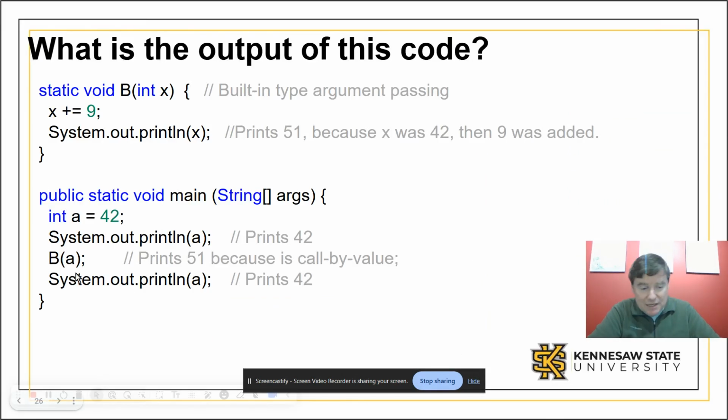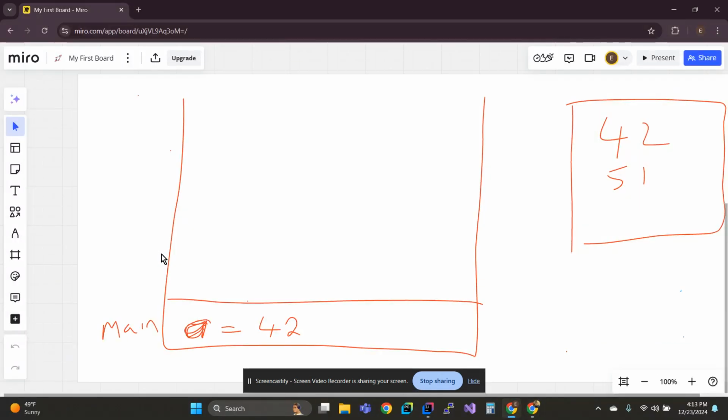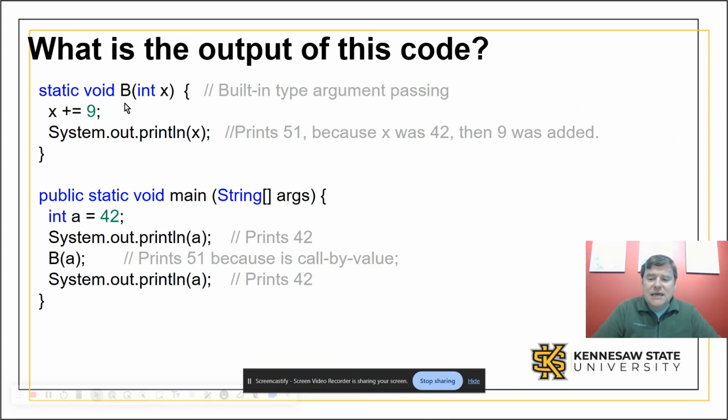And down in our main method, we see that the next line tells us to print out the value of A, and that includes the A that was down here in main. So when it prints out A, it's going to print out the value of A, which is 42. The point of this example is to show that even though we called B and we sent it A, the A in main was never changed. This A remains 42 before and after the call to here. Even though it got mapped to this X and that X got changed, nothing actually ever happened to the A.